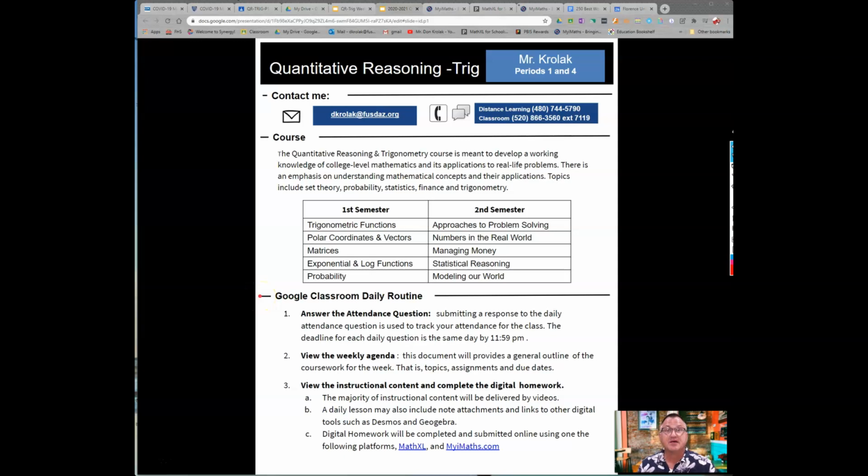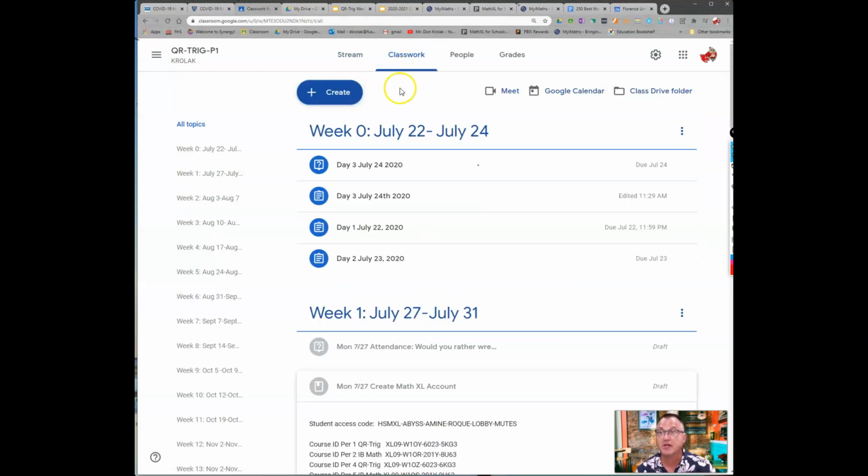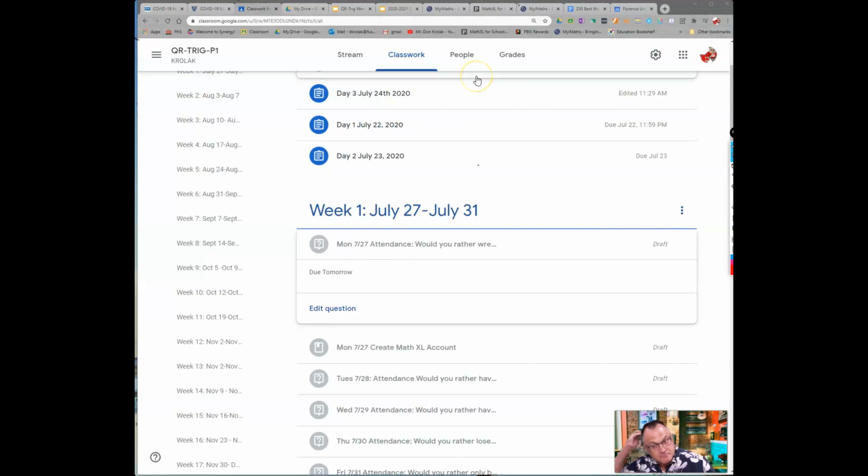How we're going to work together during the distance learning phase. Okay, so each day you will log into your Google Classroom page. All right, on that page, go to classwork, and you'll notice that the classwork is organized by weeks. So you'll find the week that we're in and go to the day, a particular day, and that'll include all of the activities that you have to do for that particular day.